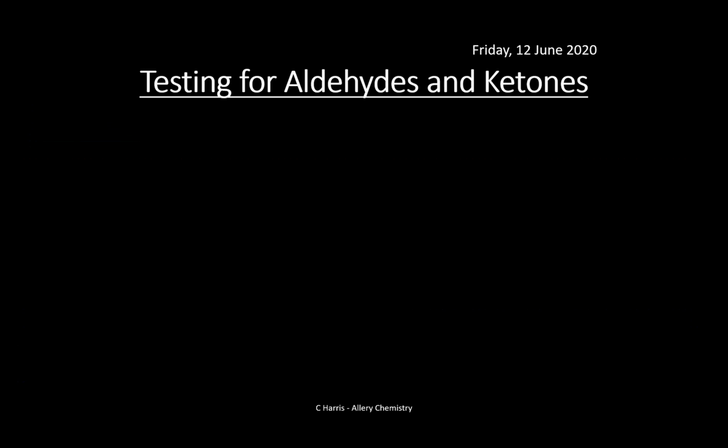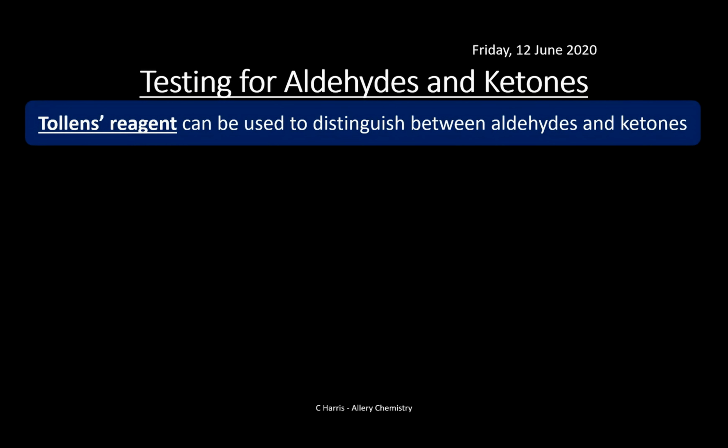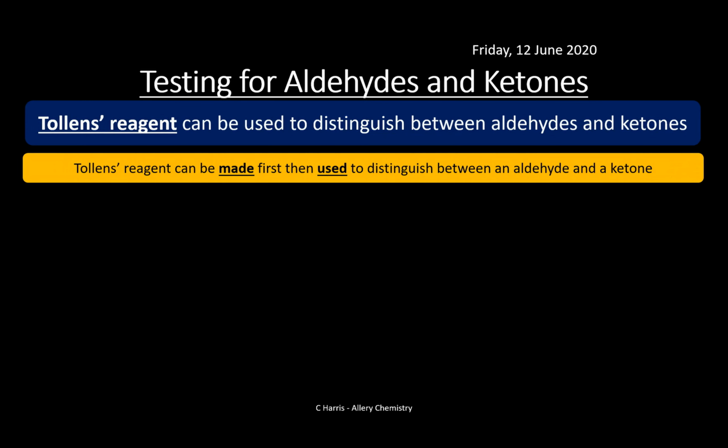Okay, so another way of testing for aldehydes and ketones, because it's never enough to just have one, is Tollens' reagent. This one's probably the best one, I think. And this can be used to distinguish between aldehydes and ketones also. Now, Tollens' reagent uses a silver complex, but we have to make that silver complex first. So we need to know how to make Tollens' reagent, and then once we've made the reagent, we can add our unknown chemical to distinguish if it is indeed an aldehyde or a ketone.